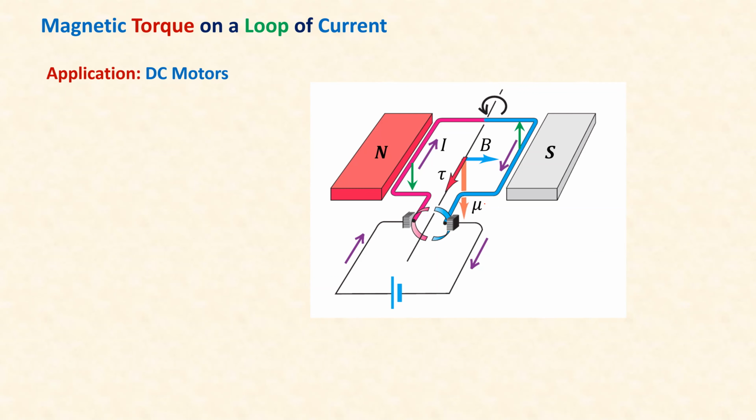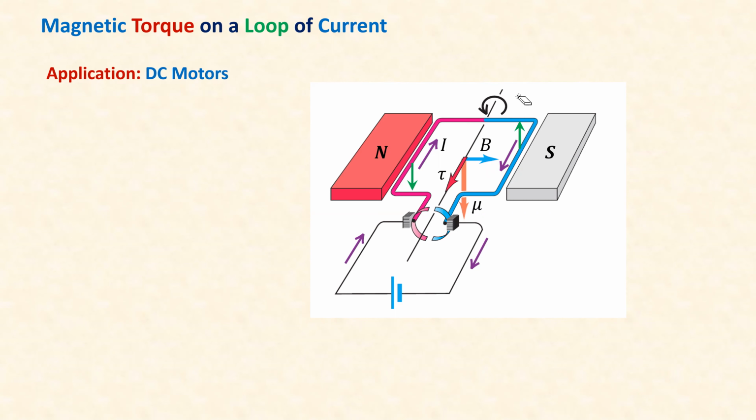So if you do mu cross B, meaning turning your four fingers from mu toward B, then your thumb shows this direction. That is the direction of the torque acting on the loop. And that means that if you now put your thumb in the direction of the torque, your four fingers show which direction the loop is going to rotate. It's rotating around in that direction. All right, so there are lots of right-hand rules.